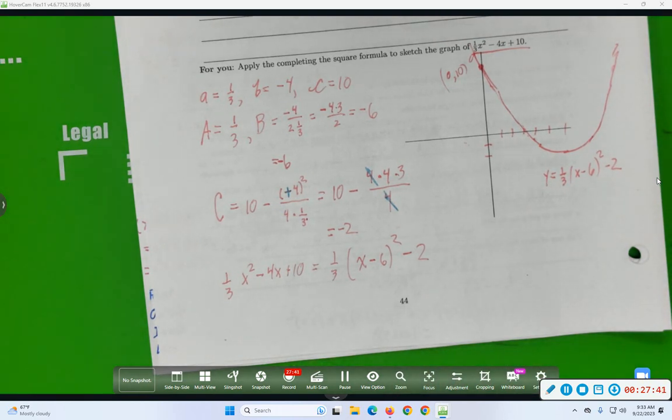Cool. That seem all right? Let's maybe read off one last thing. What's the minimum value this function takes? -2. What input produces that minimum? 6.